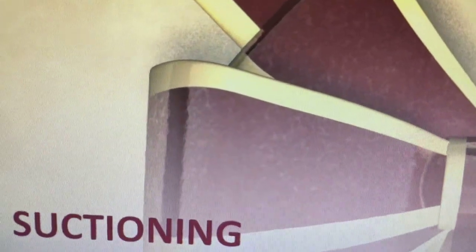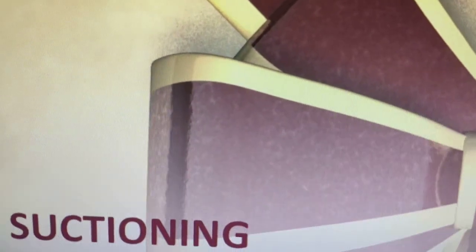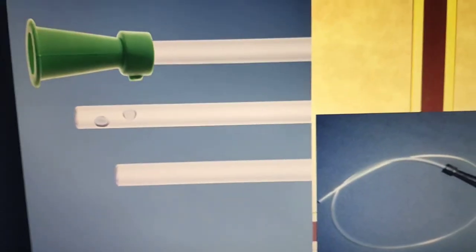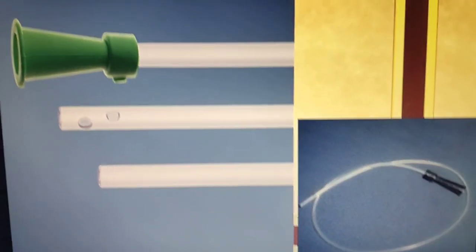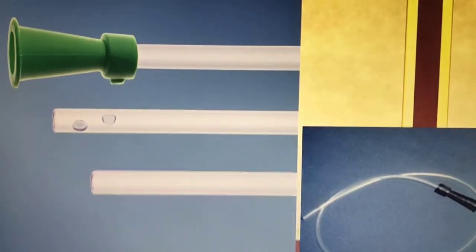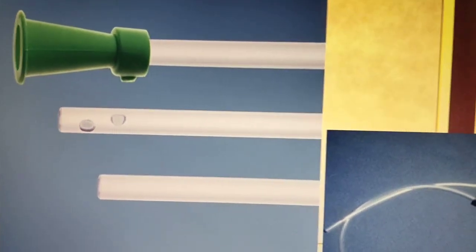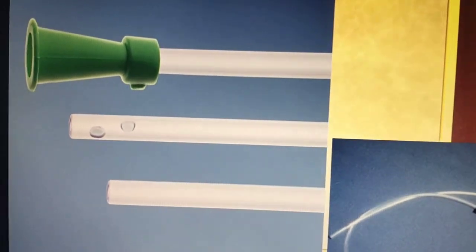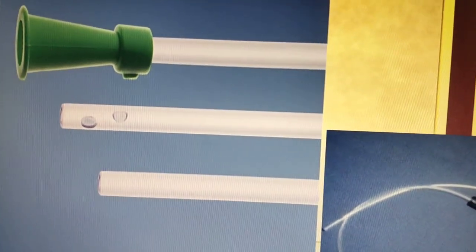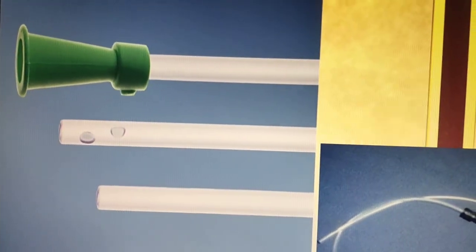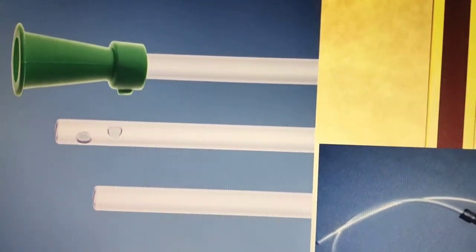You have all heard of suctioning before, right? What do you mean by suctioning? This is a suctioning operator. Suctioning is needed when the patient feels too much difficulty in breathing and is unable to clear his cough spontaneously, unable to remove the secretions from the tract.